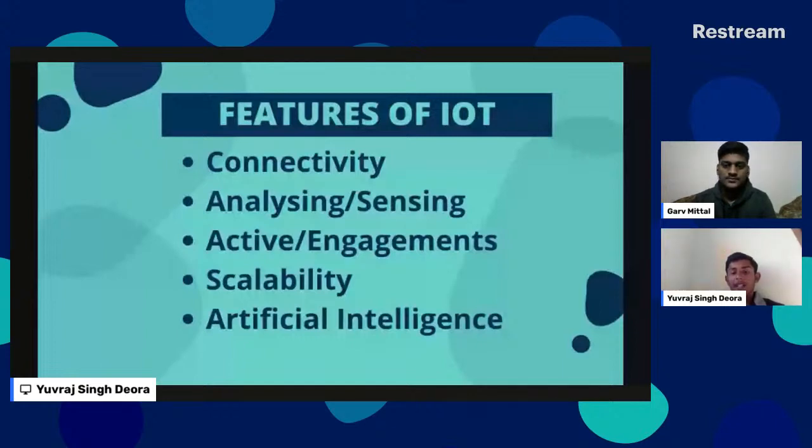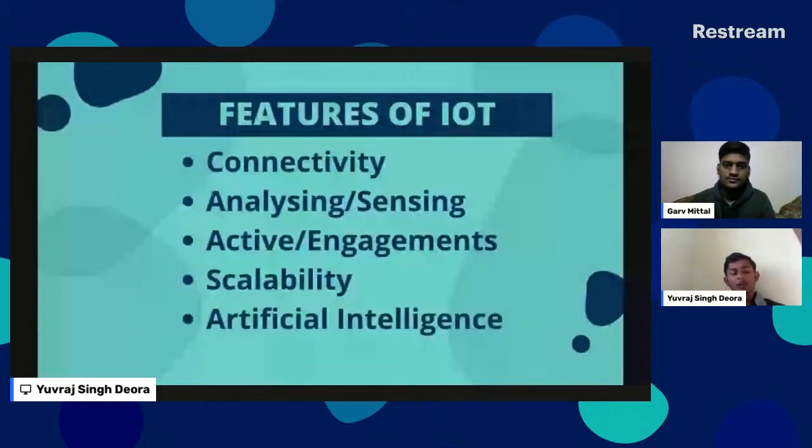Like we can use IoT with multiple domains. Like we can use IoT with blockchain, IoT with machine learning, artificial intelligence, and many more. And the fourth feature of IoT is scalability, right? And now we can see that each and every day, many elements are getting connected to IoT.